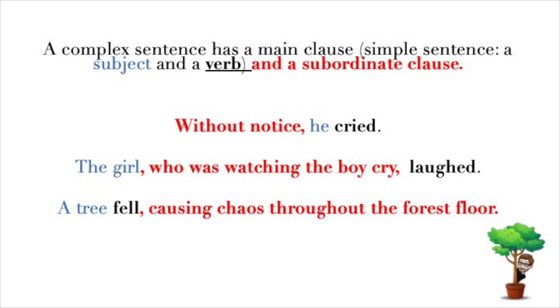So just to remind us before we start, a complex sentence has a main clause, which is a simple sentence, subject and a verb, and a subordinate clause. And the subordinate clause, or your teachers might refer to it as an additional clause, an embedded clause, or a verbal clause, is dependent upon your main subject, the he, the girl, a tree. That's why they're so important.